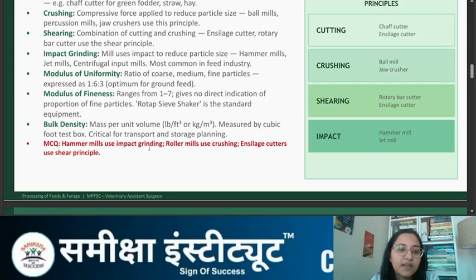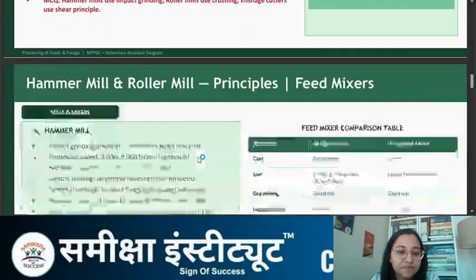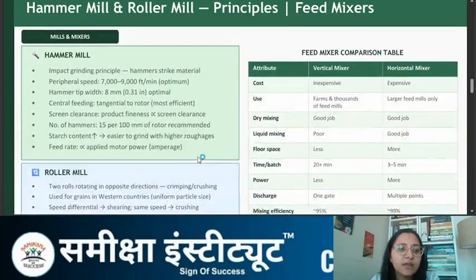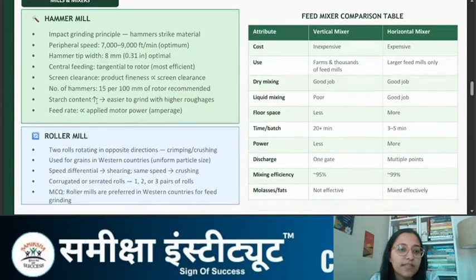Then hammer mills use impact grinding. Roller mills use crushing. Then the difference between hammer mills and roller mills. Okay, so in the hammer mill there is the impact grinding principle. Hammers strike the material. Peripheral speed is there. Then central feeding, tangential to the rotor. Then screen clearance. The number of hammers should be 15 per 100 mm of the rotor. So starch content is increased. Easier to grind with higher roughages. Then feed rate is directly proportional to the applied motor power.